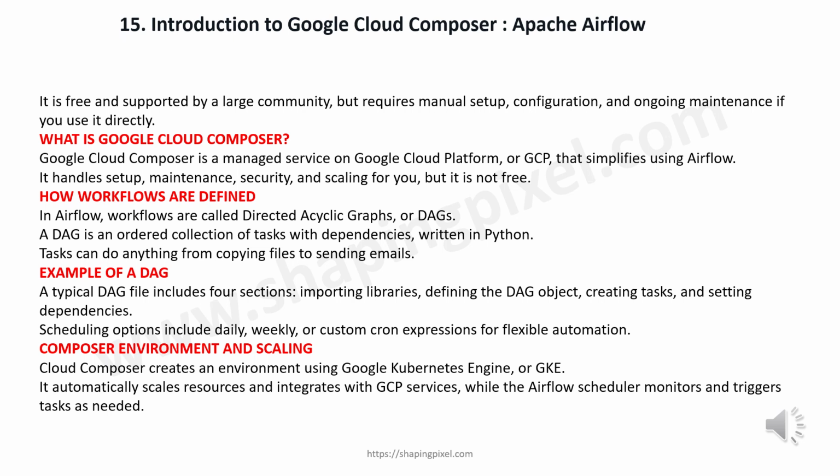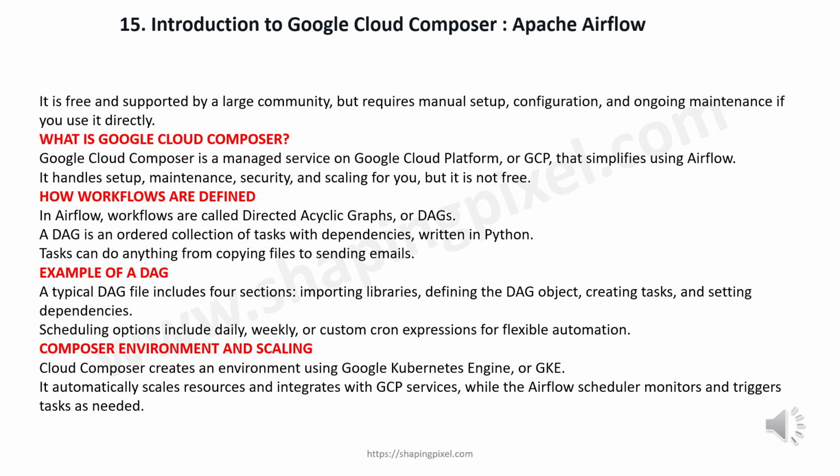In Airflow, workflows are called Directed Acyclic Graphs, or DAGs. A DAG is an ordered collection of tasks with dependencies, written in Python. Tasks can do anything from copying files to sending emails. A typical DAG file includes 4 sections: importing libraries, defining the DAG object, creating tasks, and setting dependencies. Scheduling options include daily, weekly, or custom cron expressions for flexible automation.